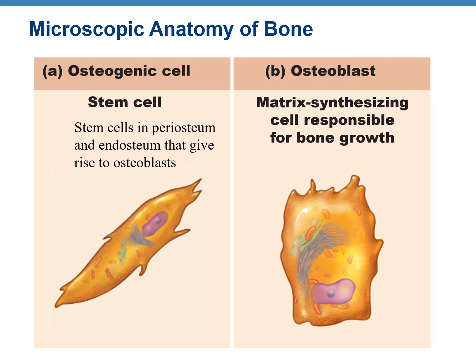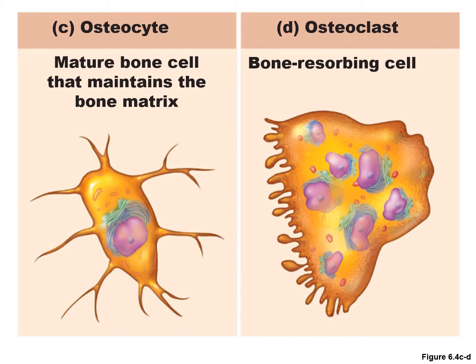Now we're going to look at the microscopic anatomy of bone, and we start with cells. We would find osteogenic cells or stem cells, and those are cells in the periosteum and endosteum that give rise to osteoblasts. So these cells can differentiate into osteoblasts. Osteoblasts are matrix synthesizing cells responsible for bone growth. An osteocyte is a mature bone cell that maintains the bone matrix, and osteoclasts are bone resorbing cells.